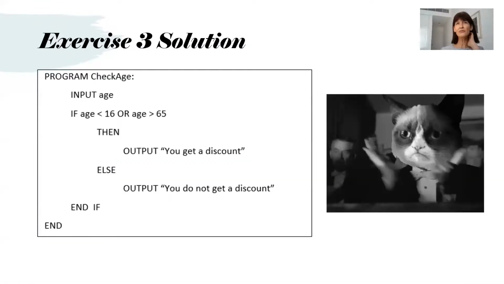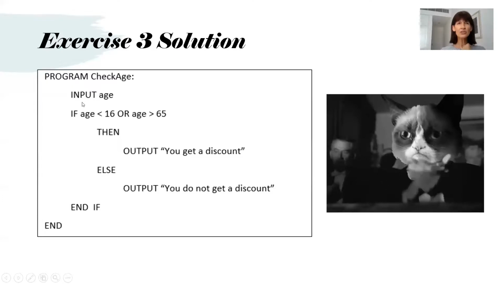So here's the solution. Well done if you got it right. Program check age, input age. If age is less than 16 or age is greater than 65, then output you get a discount. Else output you do not get a discount. End if and end.